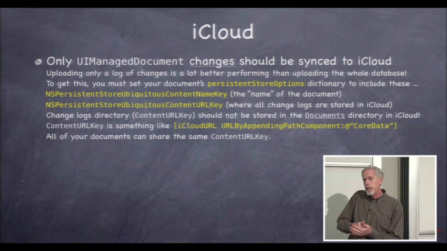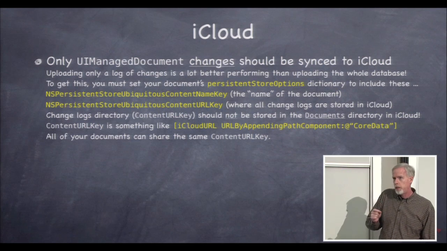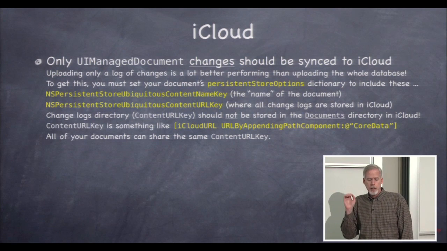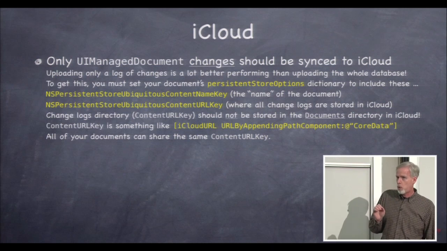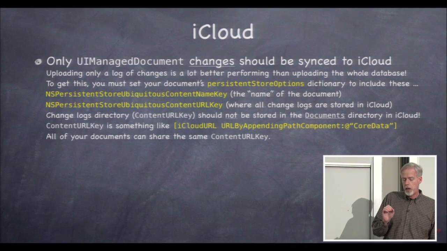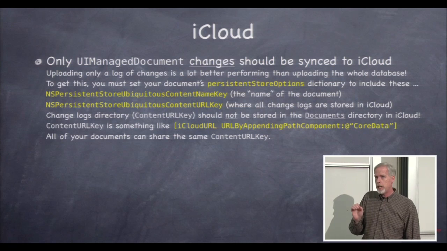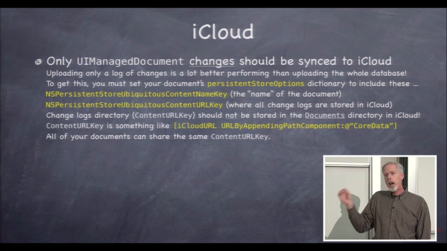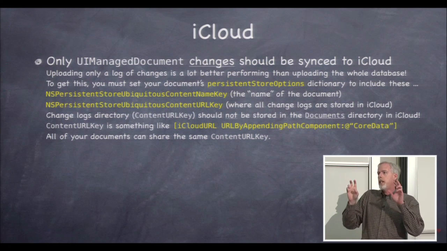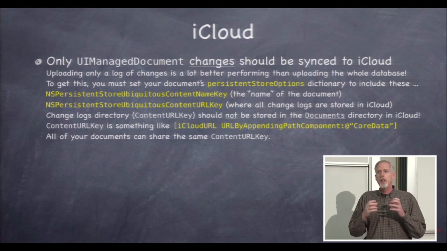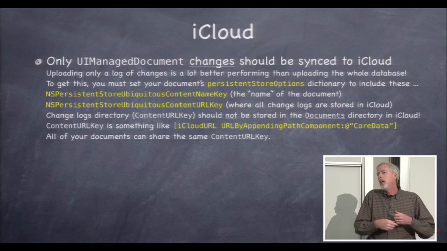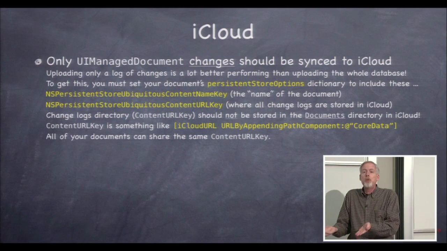So how do you make this happen? There is a very important thing you need to do. There's a dictionary property in UI Managed Document called persistentStoreOptions. It's just an NSDictionary. You need to set the key inside of that dictionary, NSPersistentStoreUbiquitousContentNameKey. The value of that key is just a string, and it is the name of the document. It might be a name that you calculate internally, or it could be the name that the user chooses in the UI.